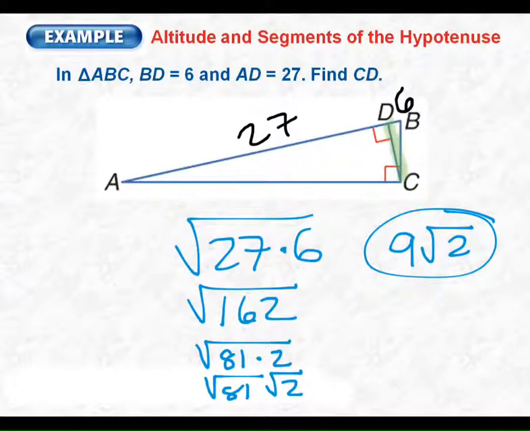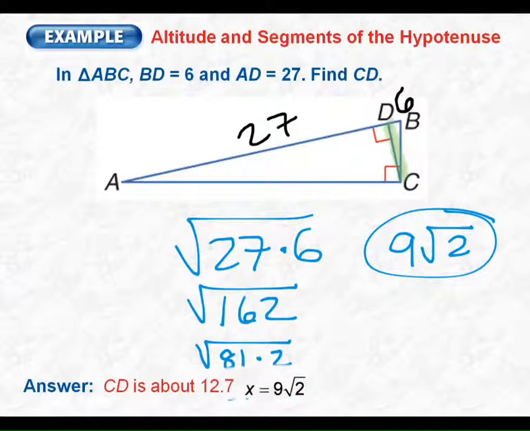If you want the decimal, it comes out to 12.7. If you do 9 times the square root of 2 on your calculator, or if you just do the square root of 162, it should come out to about 12.7. That's how long that piece is. Pretty straightforward theorem, but we can find another piece of the triangle only knowing the two segments of the hypotenuse. Questions with that?